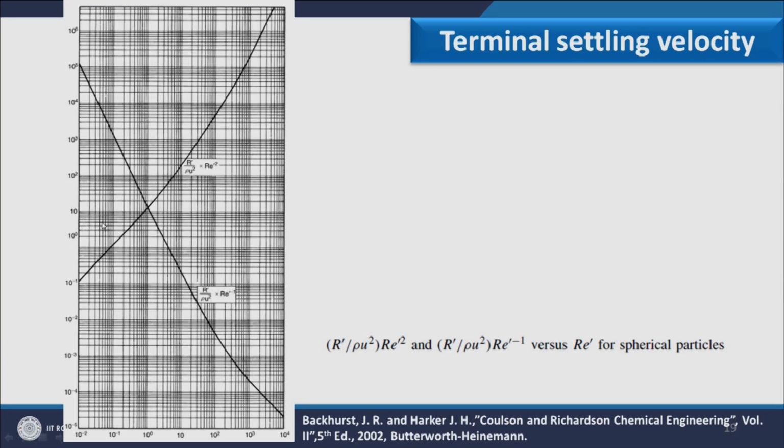So, this graph is again showing the same values. Here this is basically R dash by rho u square into Re on the y axis, and the x axis is basically Reynolds number dash. So, using this graph also we can calculate the terminal settling velocity. Here another graph is also plotted, but we have to use this graph for spherical particles.